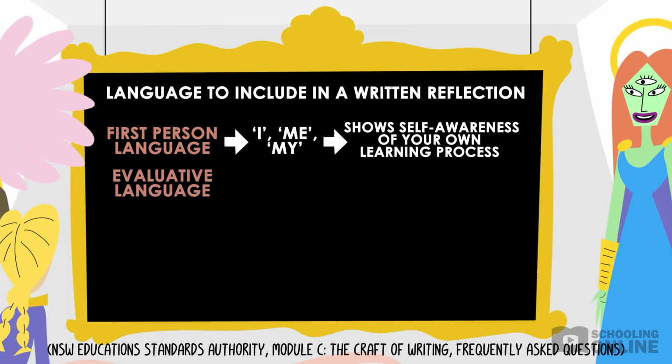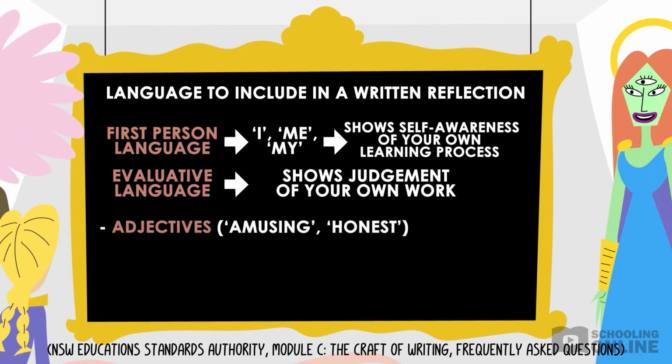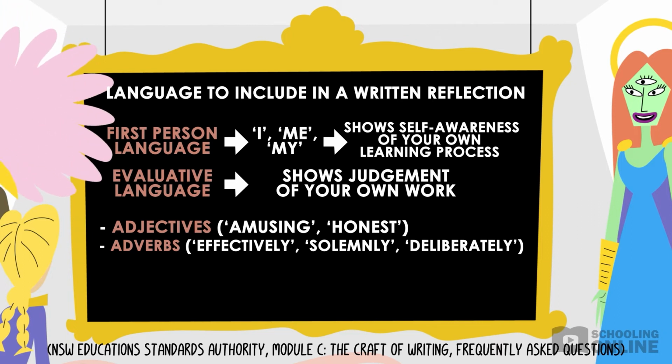Evaluative language, which is wording that shows your judgment of your own work. This often comes down to using suitable adjectives, or words that describe nouns, such as amusing and honest. Adverbs, or words that describe an adjective or verb, such as effectively, solemnly, and deliberately.